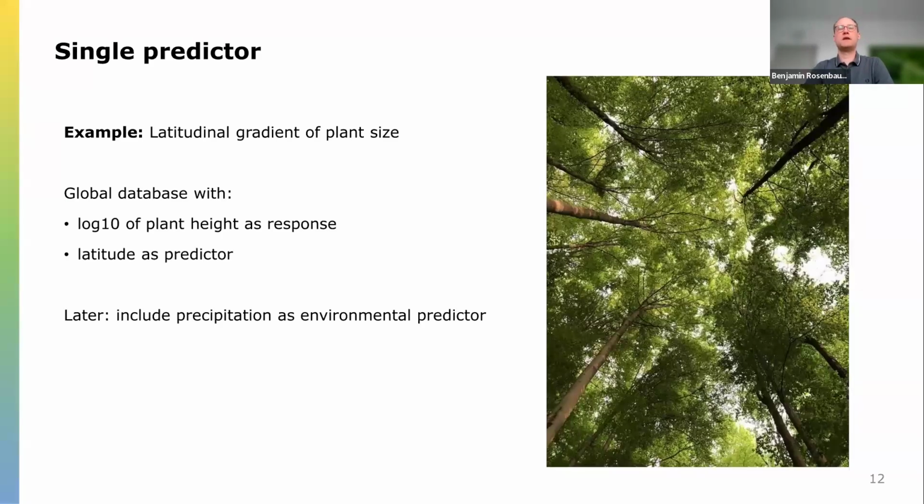So let's start with a single predictor. That's the classical linear regression, and we've talked about it a lot already. Yesterday we actually fitted this data set. We assume a latitudinal gradient in plant size in the global database, where the log of plant height is the response and the latitude is the predictor. Later, we will also include a second predictor.